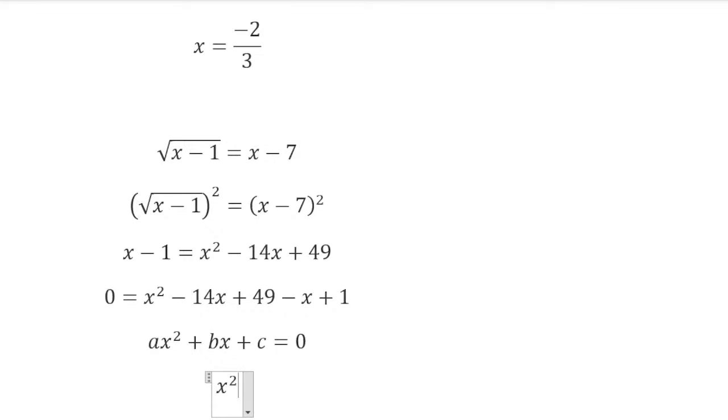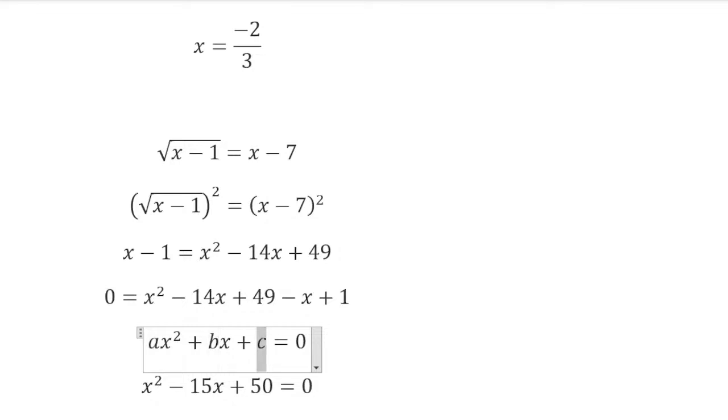right? Then now let's check the like terms. So we have negative 14x and negative 1, negative x, that will be negative 15x, right? Then the other like terms, we have the constant 49 plus 1, that is 50. So we have a positive 50, right? Then equals to 0. So now it's in the form of ax squared plus bx plus c.